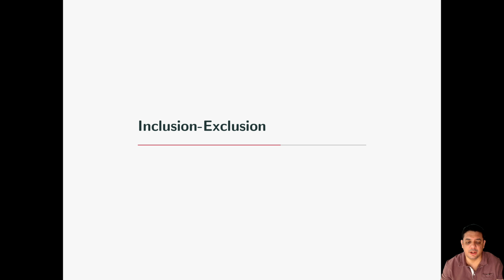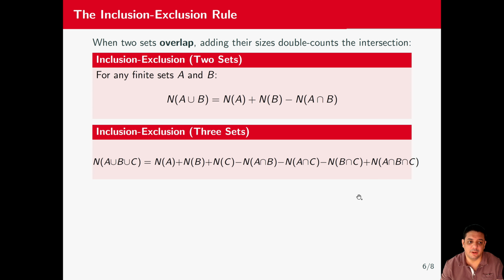Okay, so now let's talk about inclusion-exclusion. Before, we were talking about sets that were disjoint, but now we're going to talk about sets or events that overlap. For any finite sets, if A and B overlap, then the number of elements in the union of A and B is the number of elements in A plus the number of elements in B minus the number of elements in the intersection. Of course, this inclusion-exclusion for two sets can be expanded to multiple sets. In particular, we can do it with 3 sets.